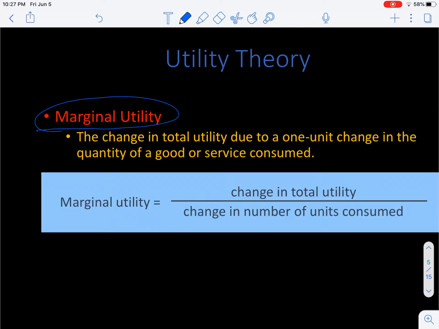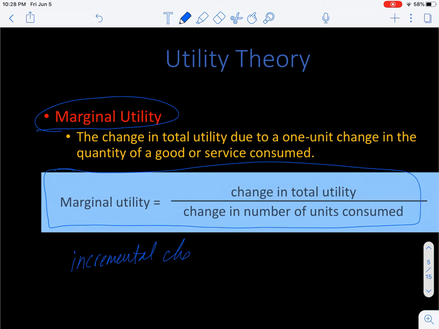Now, we're going to start with the idea of marginal utility. Marginal utility describes the change in total utility as you make an incremental change in the quantity of a good or service that you consume. Marginal, as we learned before, means incremental: as you change something a little bit, what happens? How does your total utility change as you have a little bit more of something? In a more mathy way, it's the change in total utility over the change in the number of units consumed. But it's basically incremental changes in utility. That's marginal utility.